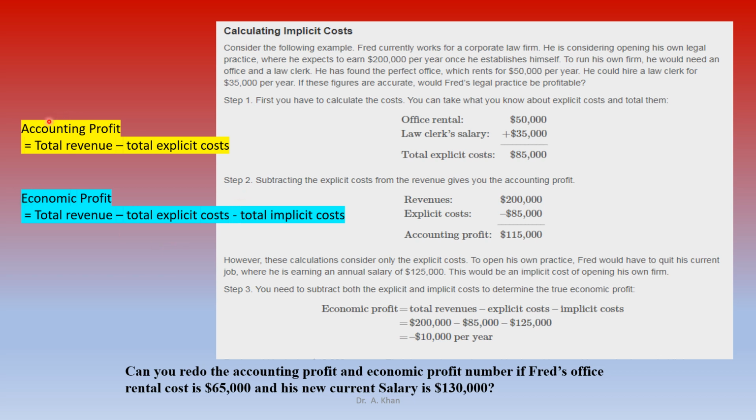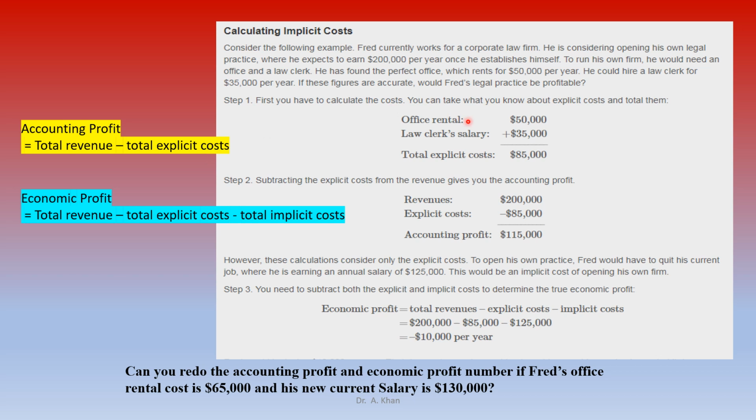So let's recall that the accounting profit calculation formula is total revenue, which he expects to be $200,000, minus total explicit cost. Explicit costs are the kind of costs that are well documented. They're well documented expenditures that have a receipt.